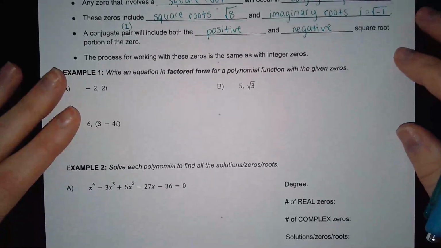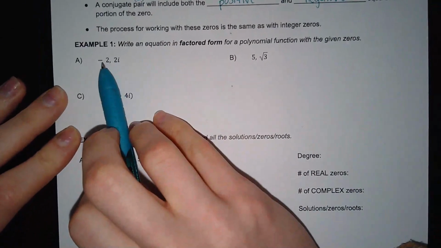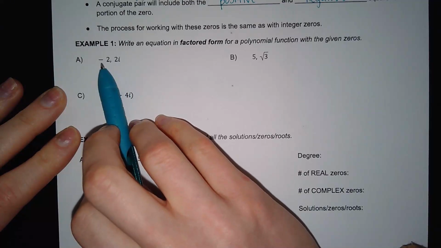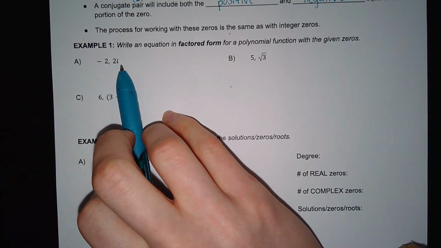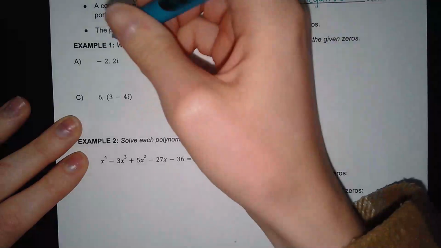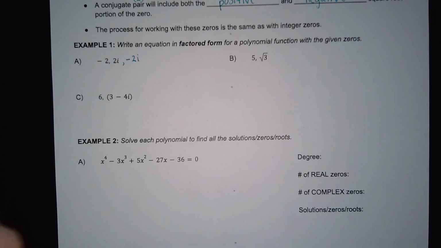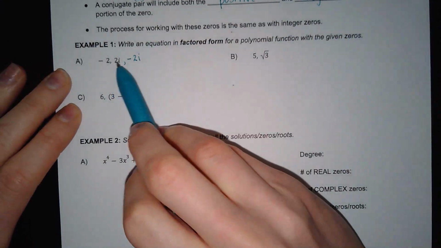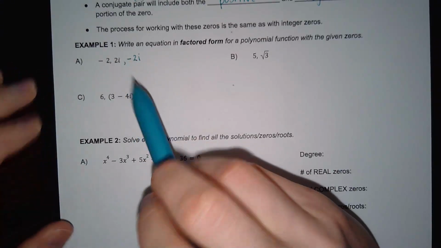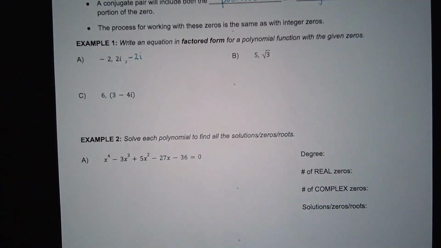So the first thing we're going to do is start with kind of writing factored form when we have these types of roots, whether they're imaginary numbers or square roots. So, for example, here we have these zeros, a -2 and a 2i. What we know to be true is if I have 2i as one of my zeros, that's a positive. I also have to have -2i as a zero. And that's because imaginary numbers have to occur in pairs. We have to have a negative and a positive, even if they both aren't originally listed.